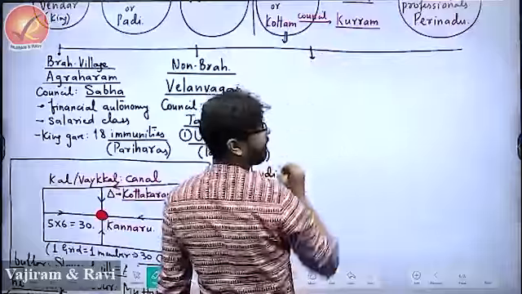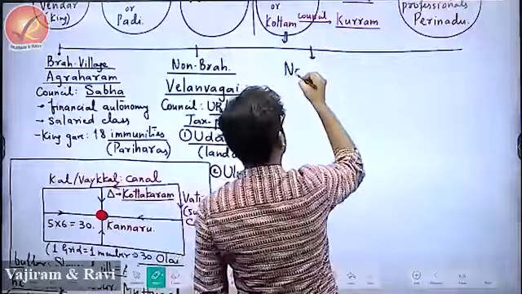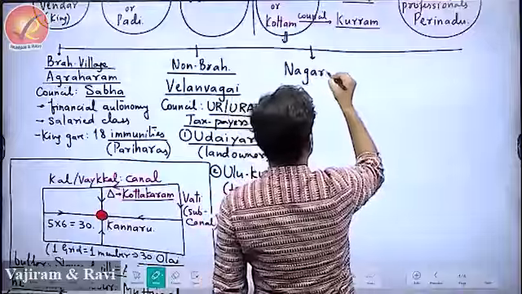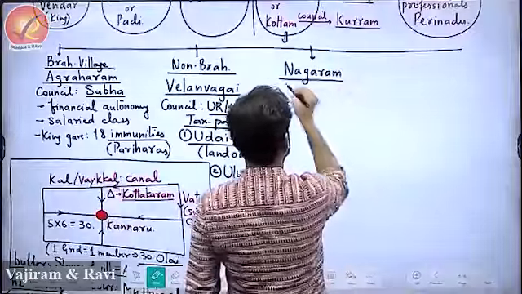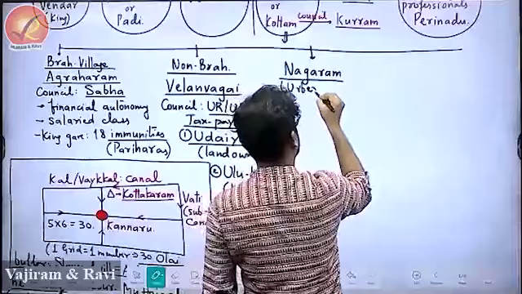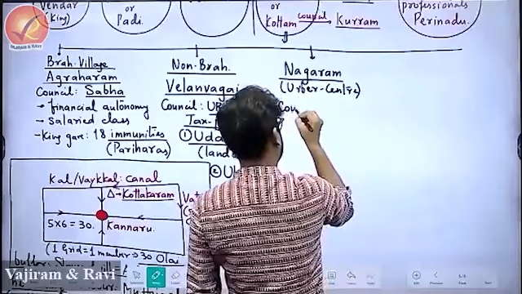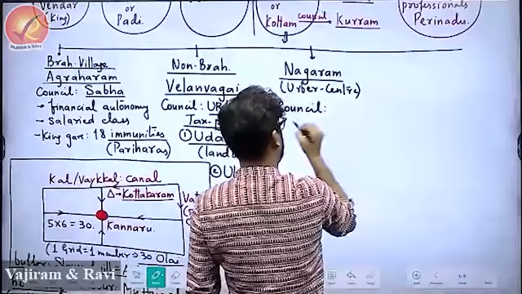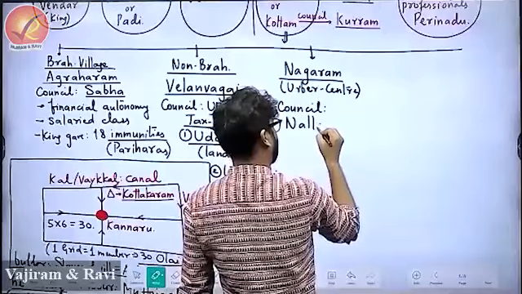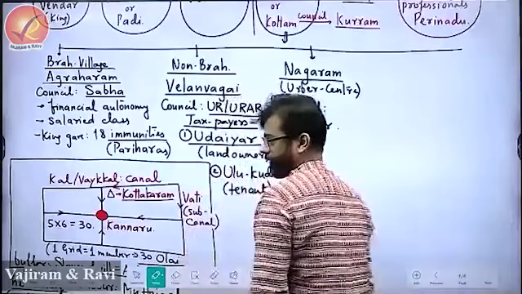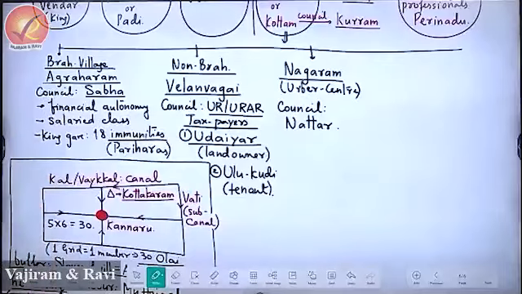Number 3, Nagaram. Nagaram, that is the urban center. That is the 3rd. The urban center also has a council, and this council is called Nagara Nattar or Nattars. Simply Nattars. Obviously here the merchant corporations are very active.